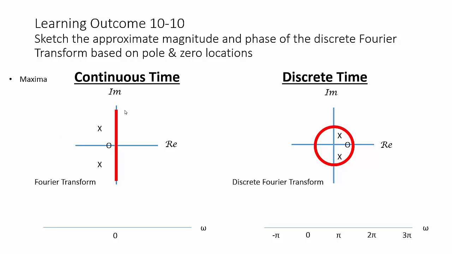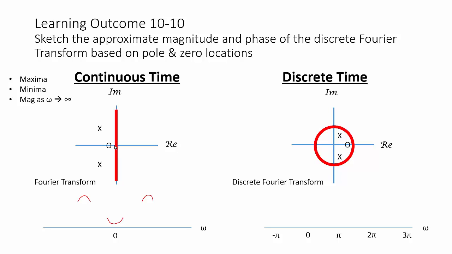The procedure was to look for maxima, and maxima are going to occur where we're on the j omega axis closest to our poles. Because we have two poles, we will have two maxima. Then we look for minima. Minima will occur at the place on the j omega axis closest to a zero. We will have one of those at a frequency of 0.